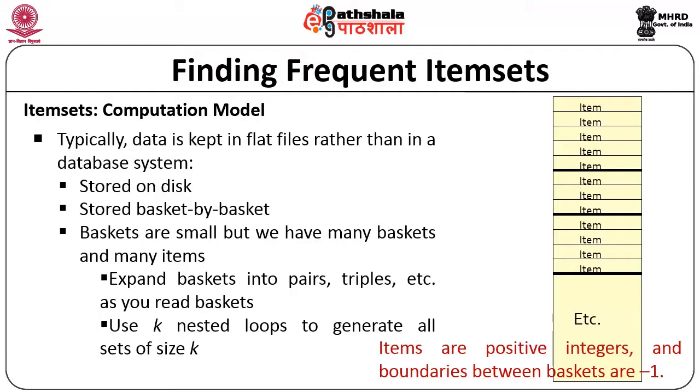So, all that we need to do is make use of k nested loops to generate all sets of size k. For example, in this diagram you have a set of items saved in a flat file environment. The items are associated with a value, say the frequency count, which is a positive number. So, the items are positive integers and the boundaries between the baskets are going to be -1. You will have to access through this list of items and then generate the item sets, the frequent item sets. So, how are we going to address the challenge?